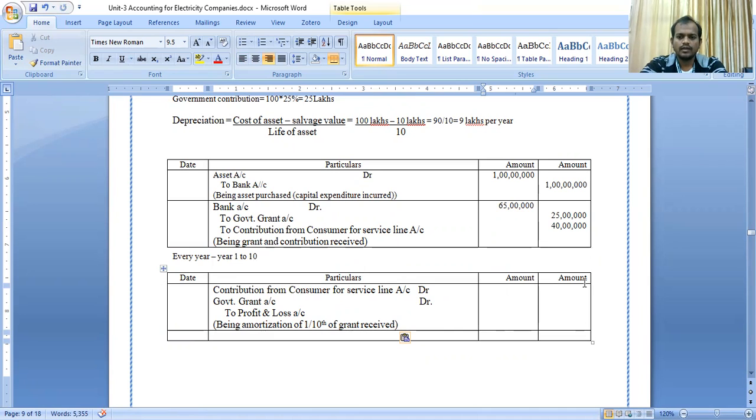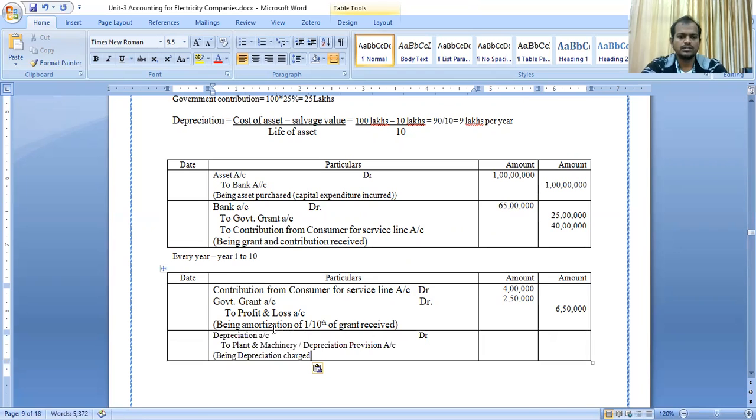That is 2,50,000 from the central government and 4 lakhs from the customers. Sorry, this is 4 lakhs. This one is 2,50,000 because the government contributed only 25 lakhs. So likewise, we have to amortize the grants received and depreciation charged. How much depreciation did we charge?